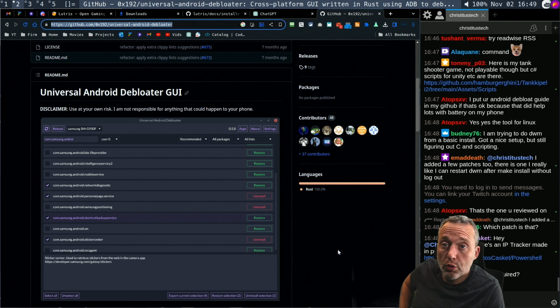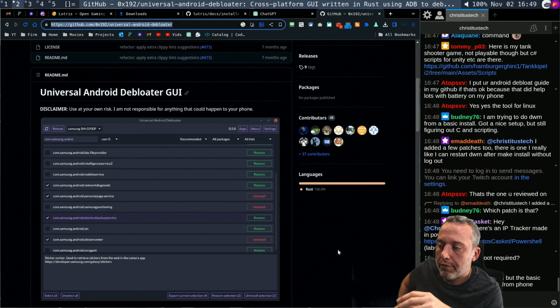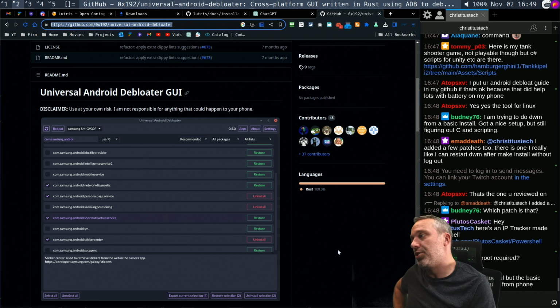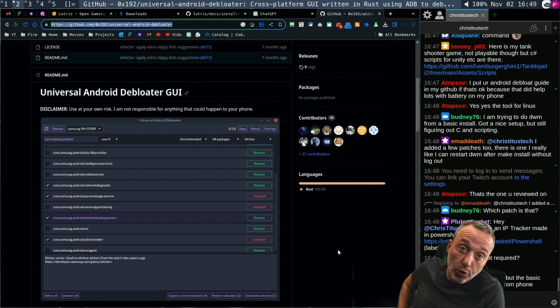No root required. So this just does ADB commands. You hook up your phone to ADB, and ADB can push and pull and do a lot of removals without any root access. So what it does is instead of installing system modified APKs and those types of things, it just goes through and says, hey, there's a Samsung Android network diagnostic. You don't need that. And it just removes it. And same goes for Google stuff.